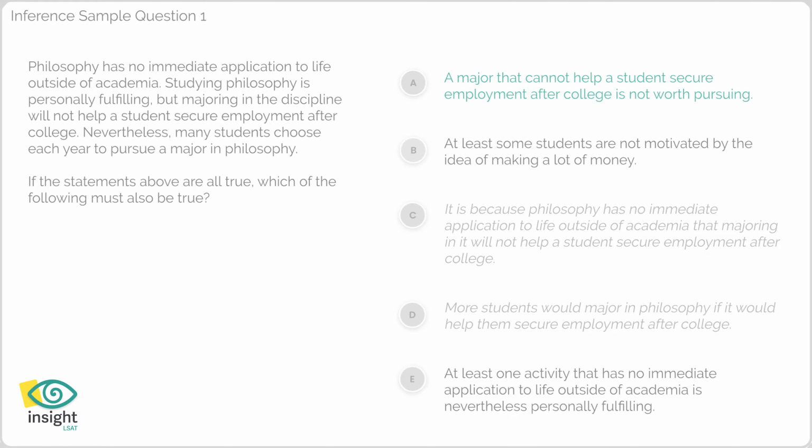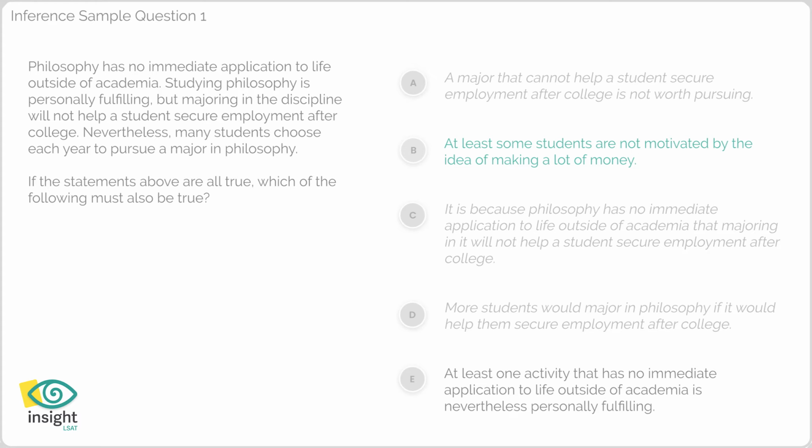A. This is a general claim about any major that cannot help a student secure employment. So it's already going beyond the bounds of the major we're talking about, philosophy. And then it brings in this other idea about being worth pursuing. Worth pursuing according to whom? For what purpose? No, this answer is all over the place and goes way beyond what we have in the passage. It's out. And now B. This one is a little closer to the mark. If E is right, then this is going to be the challenger. But okay, let's take a closer look.